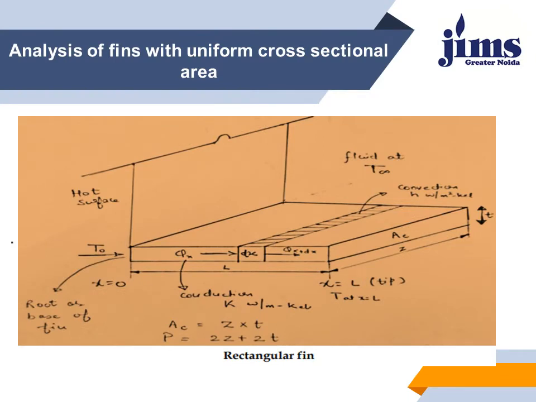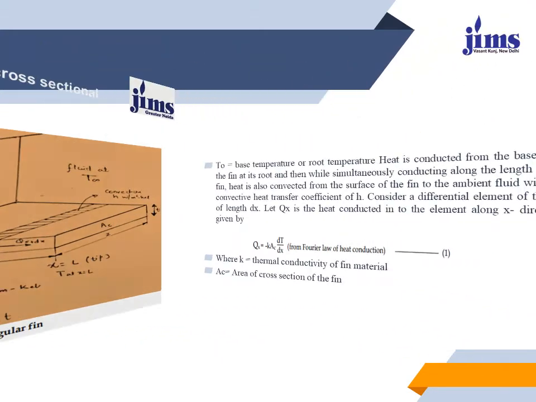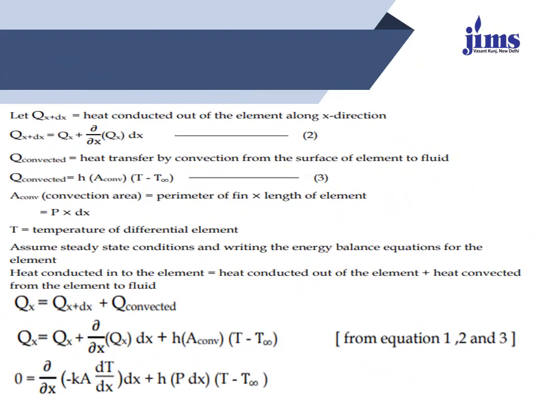Consider an elementary step, where Qx and Qx plus dx are the heat transfer rates at a distance x equal to x and x equal to x plus dx. So apply the fundamental general heat equation. Let Qx plus dx be the heat conducted out of the element along x plus dx. So mathematically, Qx plus dx is equal to Qx plus del over del x of Qx multiplied by dx. It is denoted by equation number 2.